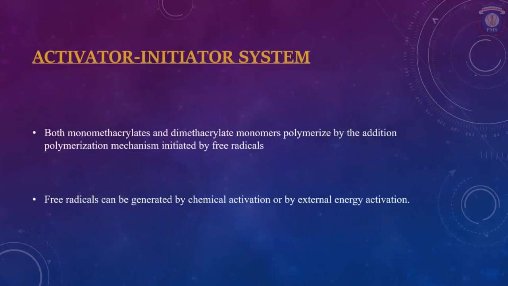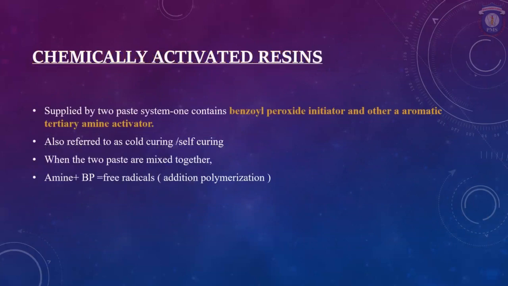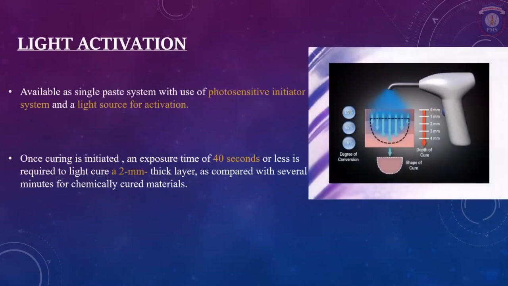The activator initiator system: both monomethacrylate and dimethacrylate monomers polymerize by addition polymerization mechanism and are initiated by free radicals. Free radicals can be generated by chemical activation or by external energy activation. Chemically activated resins are supplied as a two-phase system consisting of benzoyl peroxide initiator and an aromatic tertiary amine activator. When the amine is combined with benzoyl peroxide, free radicals are released.